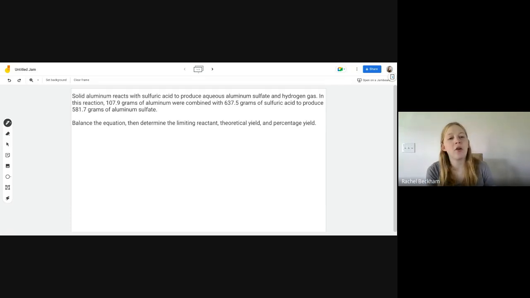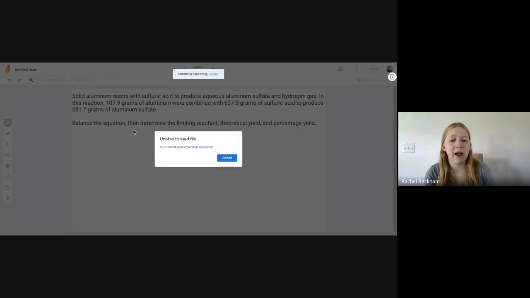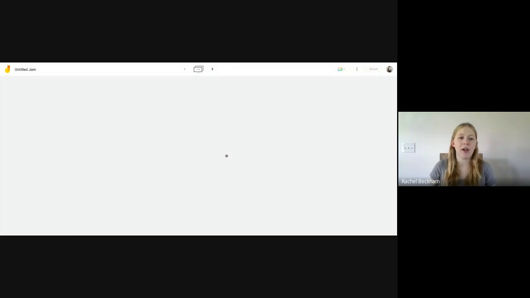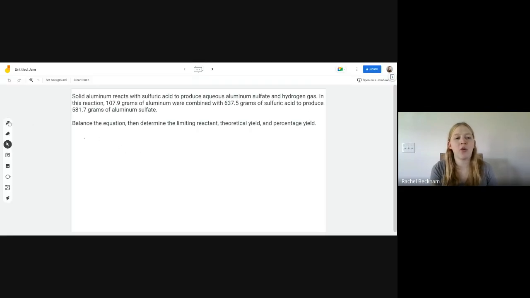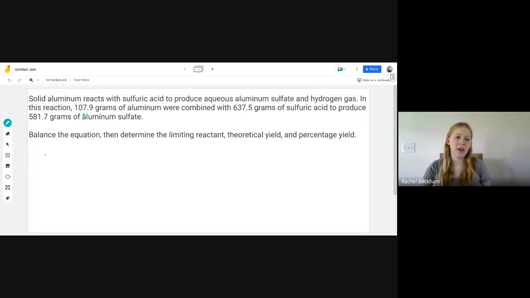Okay. So the first thing that we need to do when you have a limiting reactant problem is to write out the equation. Okay, hold on, it's asking me to reload this for some reason. Okay, we need to write the equation. And so I'm going to circle important information here. It says that aluminum reacts with sulfuric acid to produce aluminum sulfate and hydrogen gas.